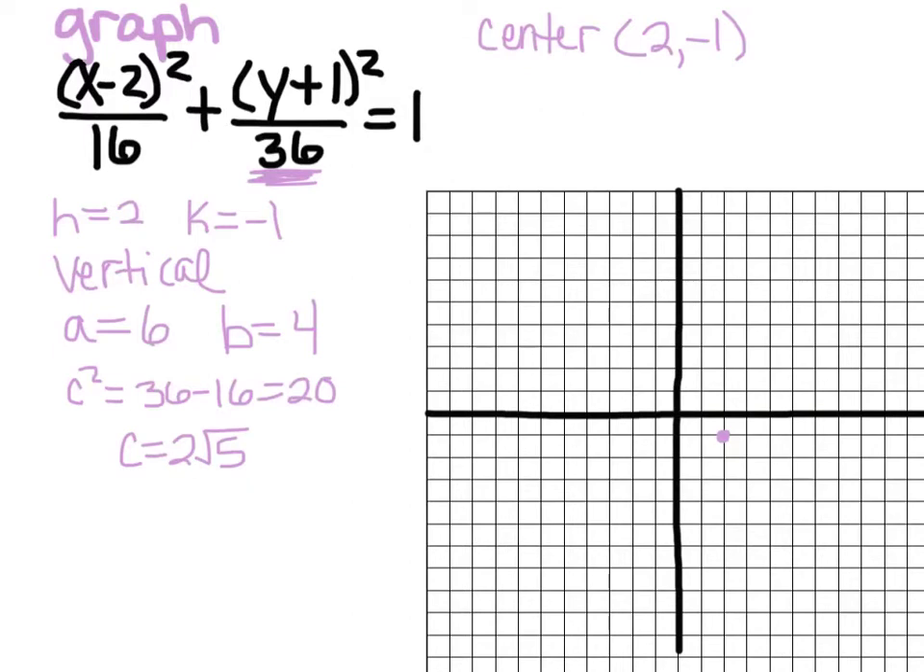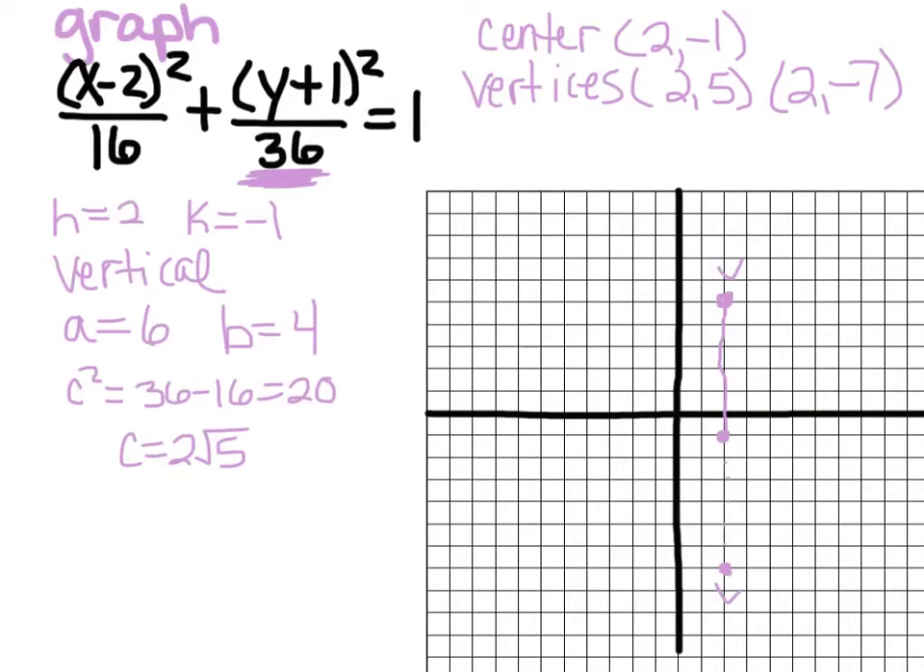Alright, so from our center, in the y direction, we're going to go up and down 6 units. So we're going to count 1, 2, 3, 4, 5, 6, and put a vertex. And down 1, 2, 3, 4, 5, 6, and put a vertex. So then we need to actually write the ordered pairs of those vertices. This one up at the top is at 2, 5. This one at the bottom is at 2, negative 7.